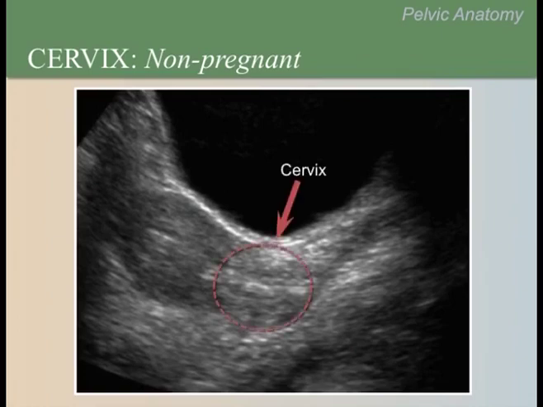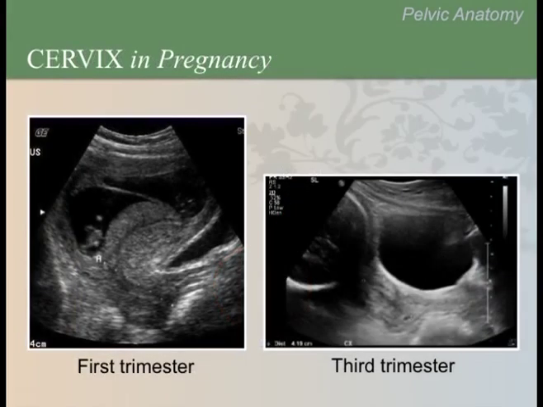Here we have labeled the cervix from a woman who is not pregnant. The cervix is often easier to see in pregnancy. Please pause the video now to allow participants to identify the bladder and cervix in both images and what is unique about the image on the left.